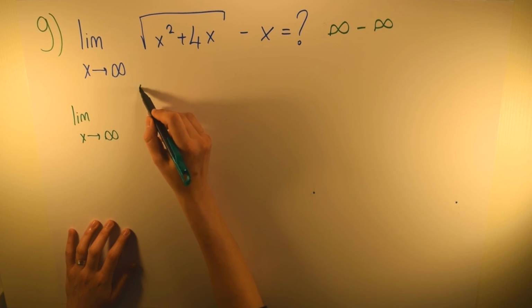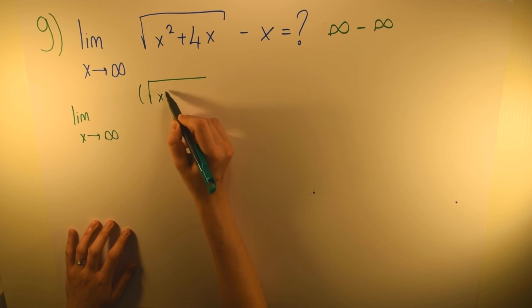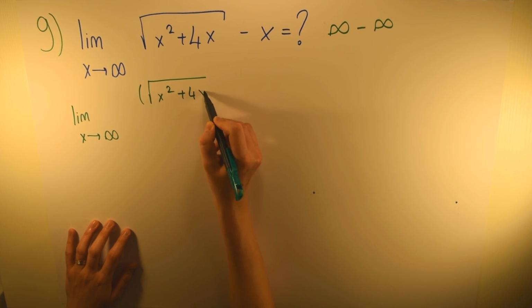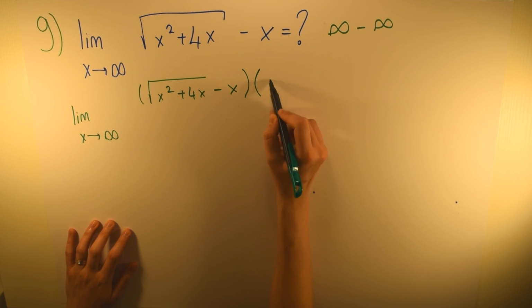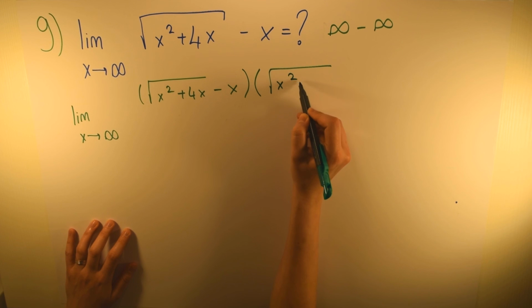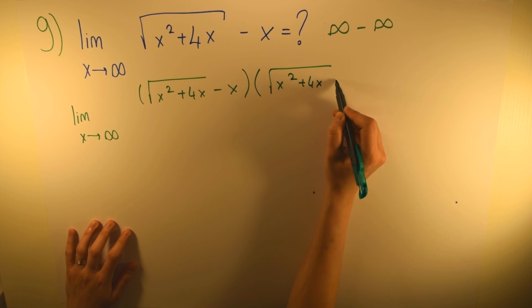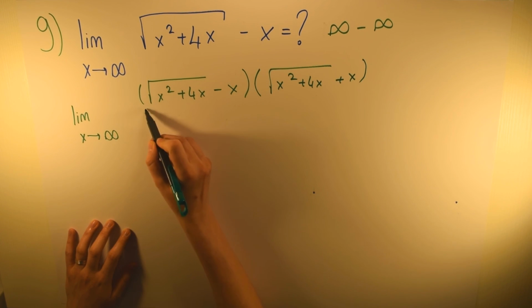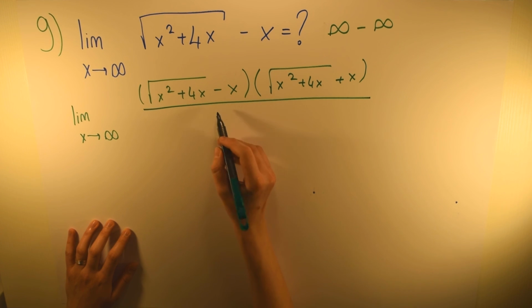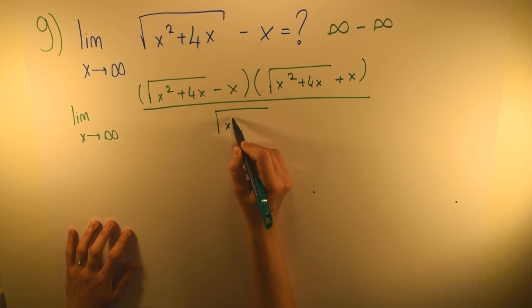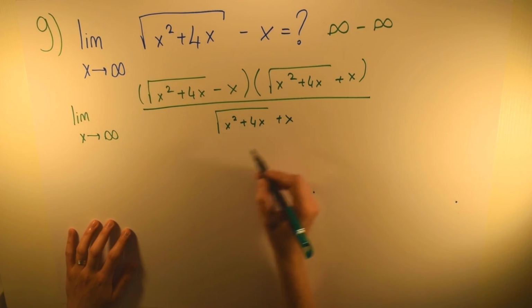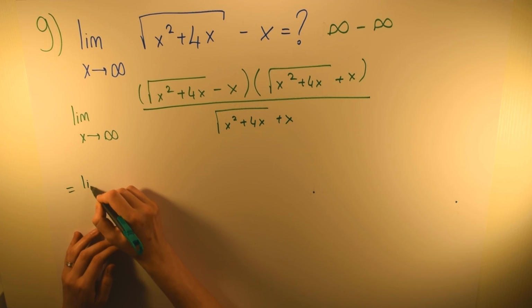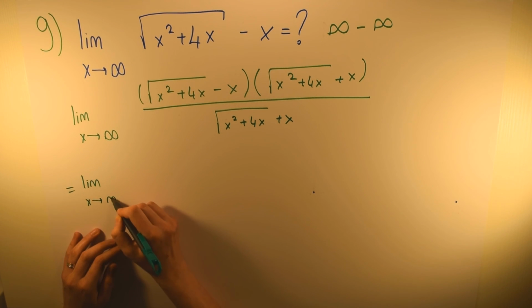I write this one, square root of x squared plus 4x minus x. So I multiply by its conjugate, which is square root of x squared plus 4x plus x, okay, over, and I divide by its conjugate, which is square root of x squared plus 4x plus x, okay. And this is equal to limit as x approaches infinity.